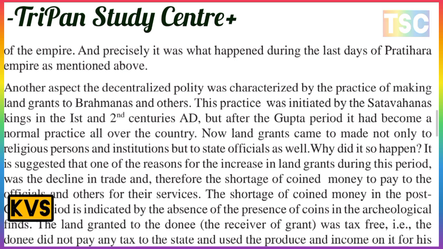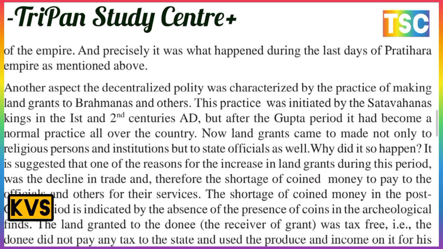Another aspect of decentralized politics was the practice of making land grants to Brahmins and others. This practice was initiated by the Satavahana kings in the 1st and 2nd century AD, but after the Gupta period, it became a normal practice all over the country.